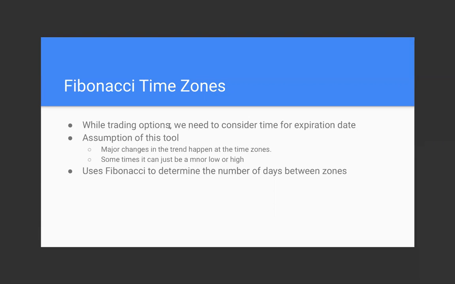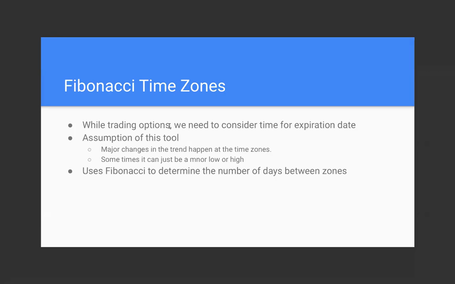So for that, you need to know what time frame do I need to consider? When do you think the stock will go up? Those are the kind of things we need to think about. So there is a tool called Fibonacci time zones. What it does is it uses the same concept of Fibonacci, but for the time. It is in no way related to the price.